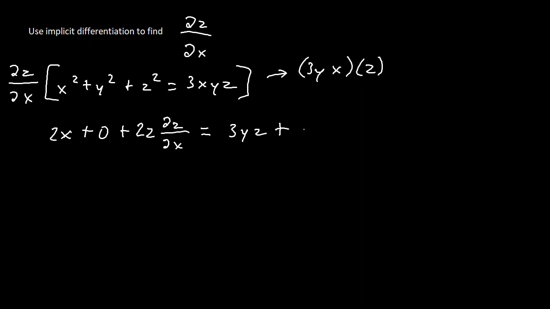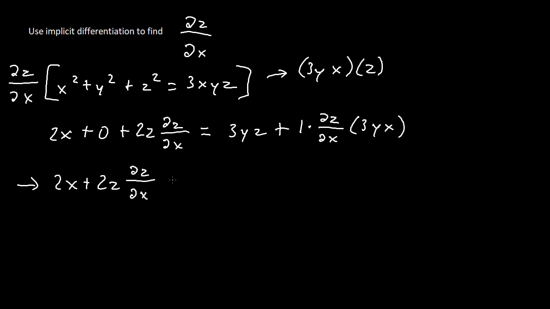So the derivative of z is 1, and then multiply by the partial derivative of z with respect to x. So, the derivative of the second times the first unchanged, so multiplied by 3 times y times x. So when I simplify, I'll get 2x plus 2z times the partial derivative of z with respect to x equals 3yz plus 3yx multiplied by the partial derivative of z with respect to x.